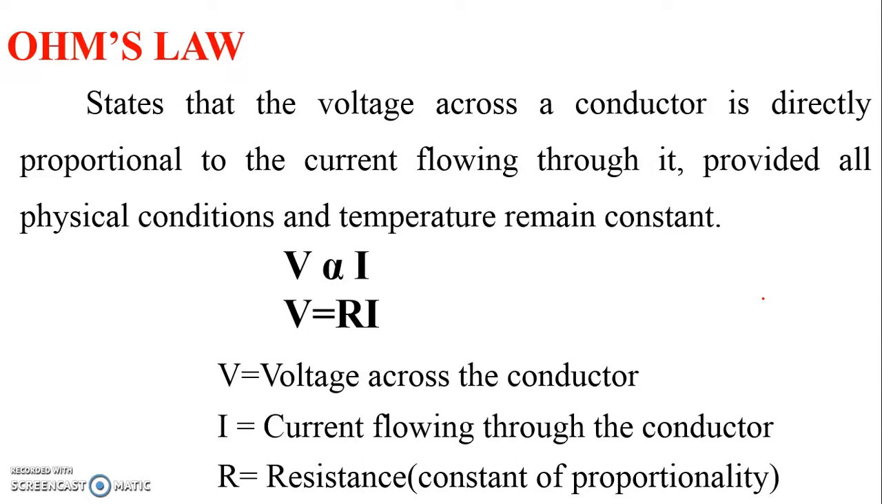So V is directly proportional to I. To remove the proportionality, we add a constant, and that constant here is R, the resistance. So V equals R into I. Here V is the voltage across the conductor, I is the current flowing through the conductor, and R is the resistance.